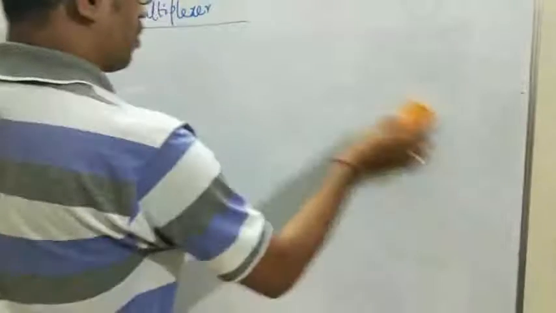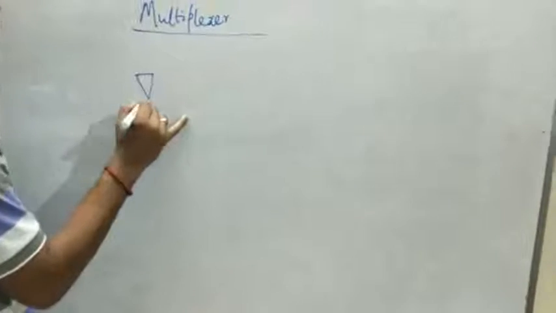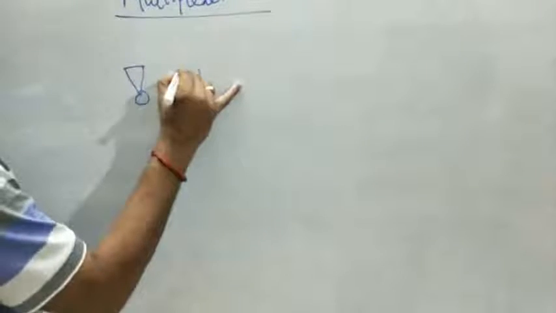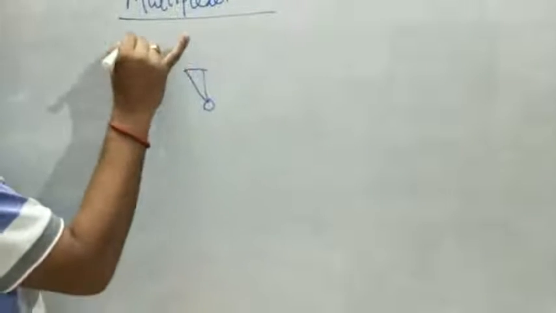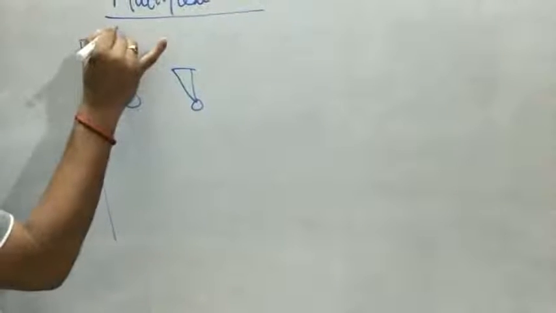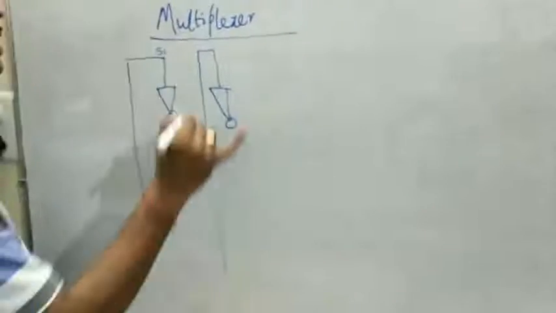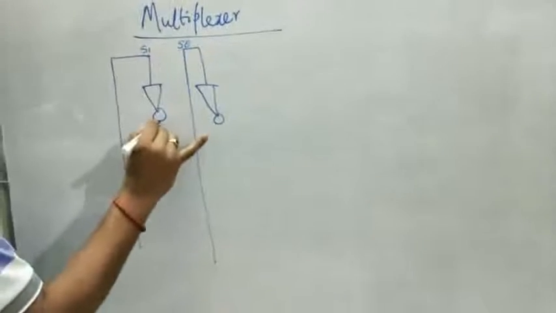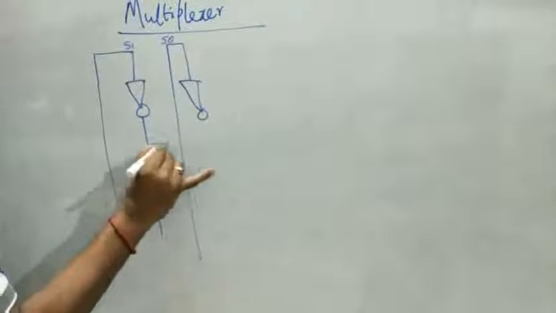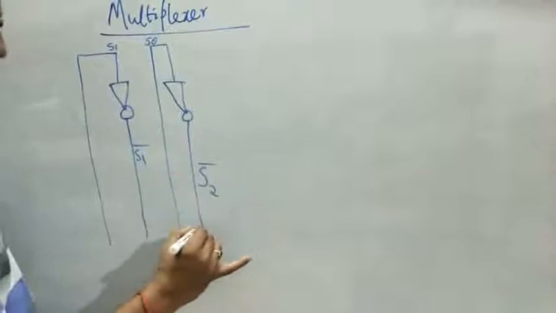If you want to design a 4 by 1 multiplexer, first you need to design a 2 by 4 decoder. A very simple way to design it. I think we have already seen the 2x4 decoder. We are going to repeat the same circuit here. This is S1 and this is S0. So this is S1 dash and this one is S0 dash.